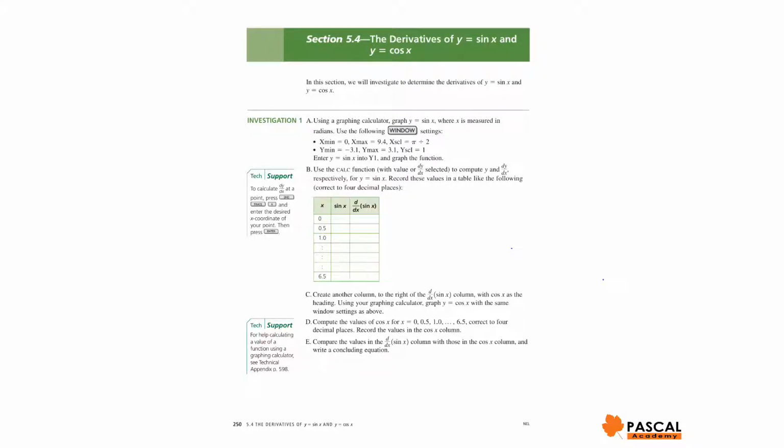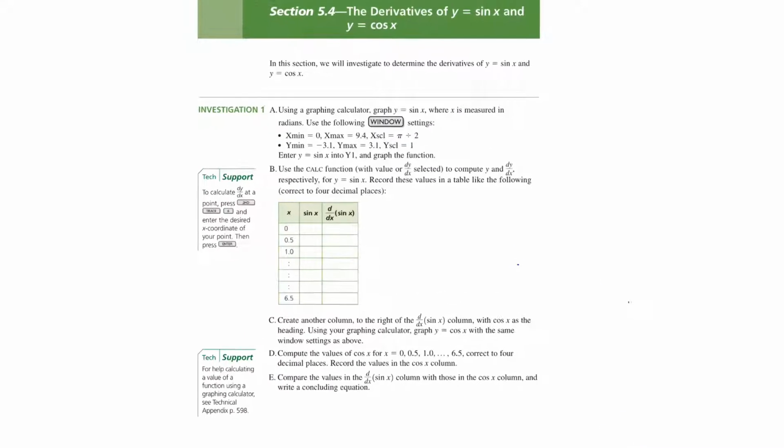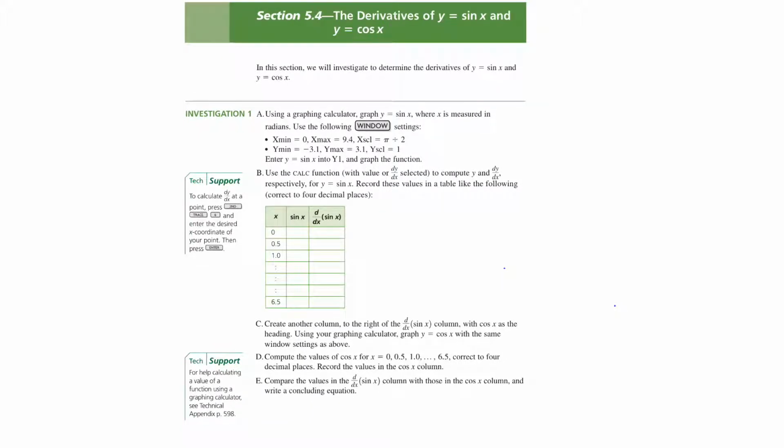MCV for U1, Chapter 5, Session 9. In this session, we are working on Section 5.4 from the textbook, the derivative of sine of x and cosine of x.